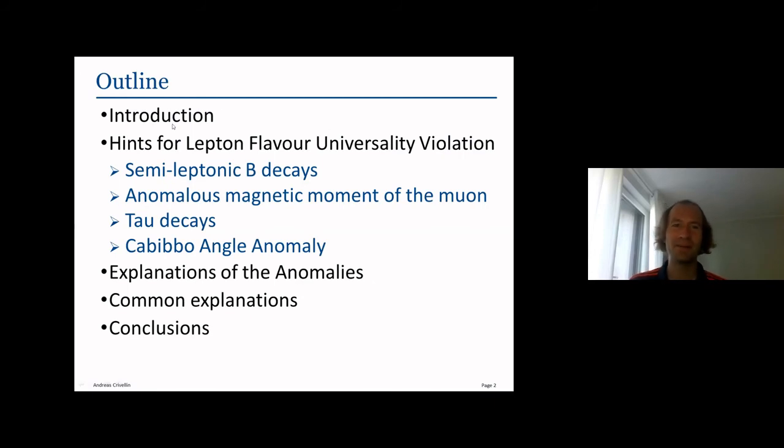Here is the outline. First I start with the introduction, and then I want to give you a review of the hints for lepton flavor universality violation which we have acquired. As we already heard in the talk before, there are several classes: semi-leptonic B decays, the anomalous magnetic moment of the muon, tau decays, and interestingly, also the Cabibbo angle anomaly, which, as I want to explain later, can be put into the context of lepton flavor universality violation. Then I want to briefly recall how one can explain each of these anomalies with new physics models. And then I want to briefly come to common explanations.